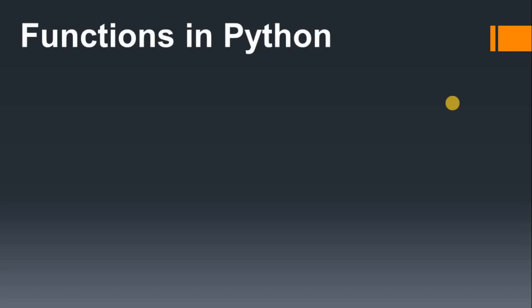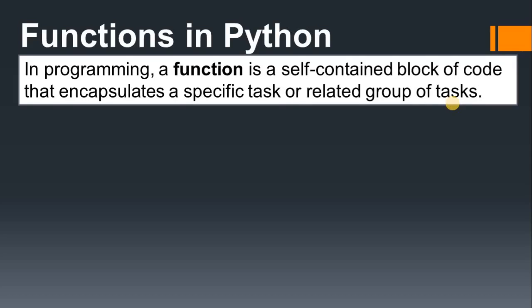Hello guys, in this tutorial we focus on the functions in Python. So first, directly we will see the use of function. What exactly is a function? In programming, a function is a self-contained block of code that encapsulates a specific task. Specific task means it will perform a particular task or a related group of tasks, meaning we can perform more than one task by using a single function.